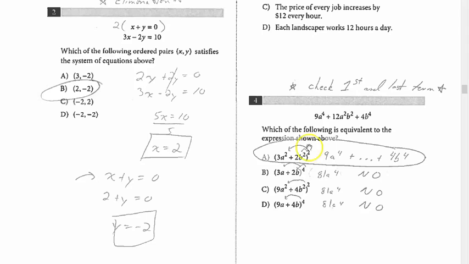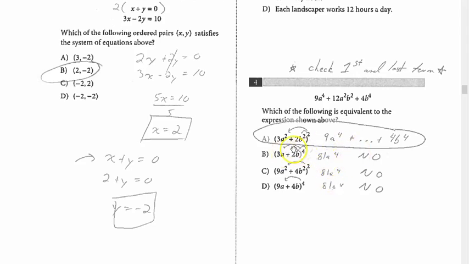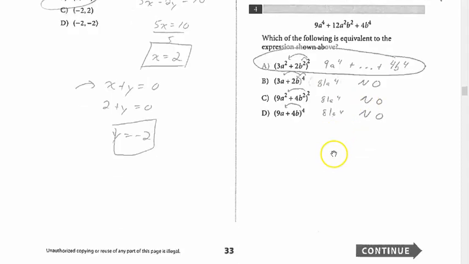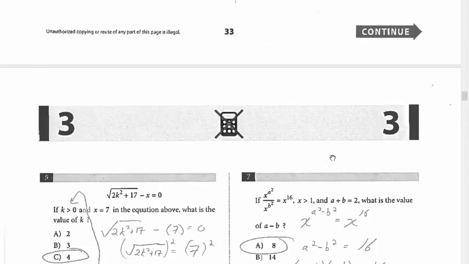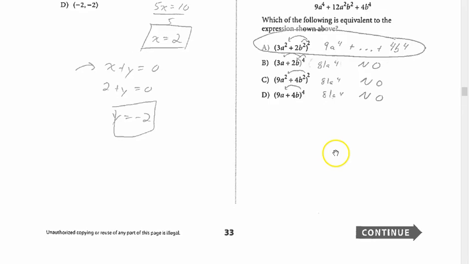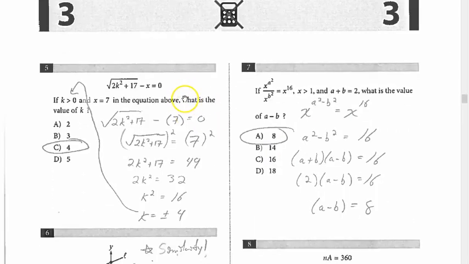4th. Similarly, checking the first terms for each of the other options, I'm not even getting close to that 9a to the 4th. So no matter where you start, you can quickly notice if that first term's not right. None of them are right. Moving on to question 5.